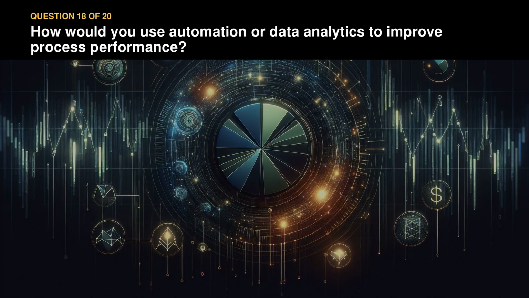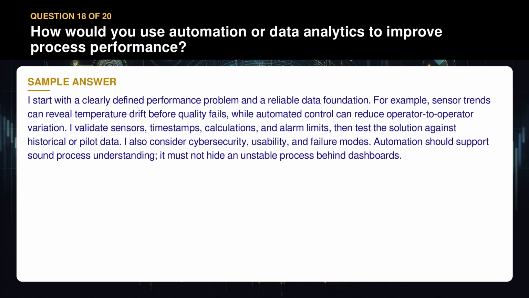Question 18. How would you use automation or data analytics to improve process performance? I start with a clearly defined performance problem and a reliable data foundation. For example, sensor trends can reveal temperature drift before quality fails, while automated control can reduce operator-to-operator variation. I validate sensors, timestamps, calculations, and alarm limits, then test the solution against historical or pilot data. I also consider cybersecurity, usability, and failure modes.